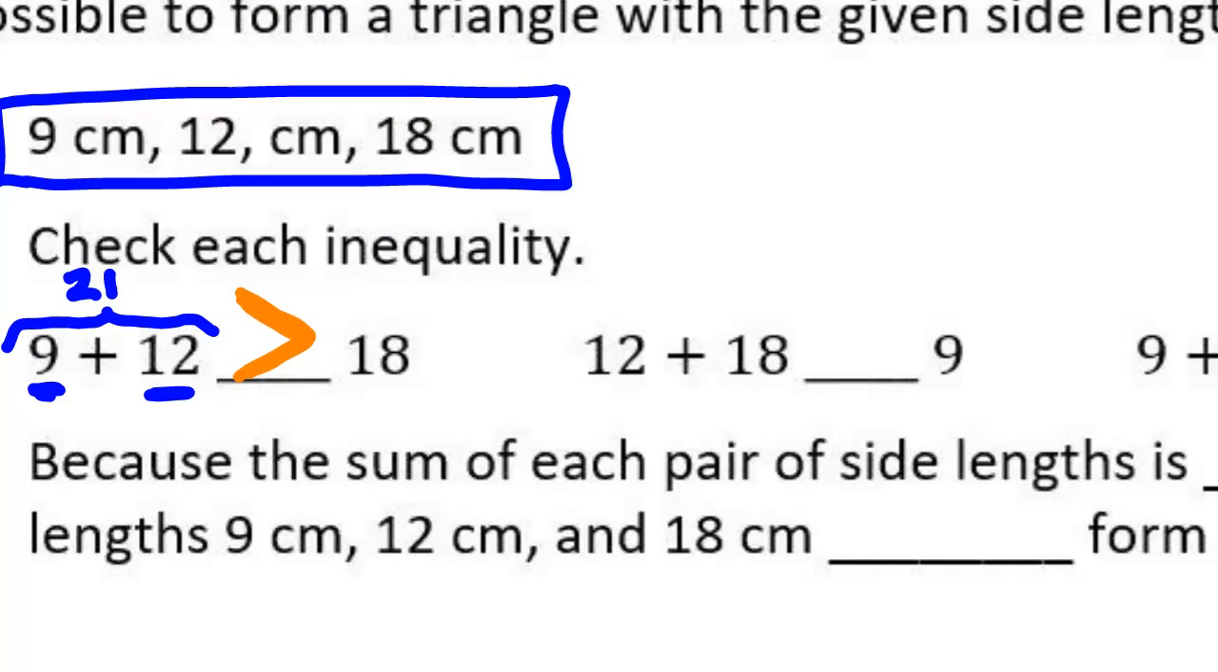Greater than. So I'm going to put my inequality here on the line that this is a greater than. Then my next pair of sides, I have 12 and 18. Well, 12 and 18 are obviously going to add up to be bigger than, smaller than, or same size as 9. Bigger than. I know those are going to add up to be bigger because each one by itself is bigger. If I add these together, though, what do I get? 30.